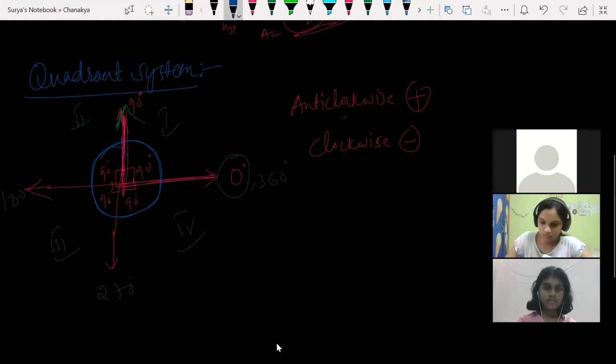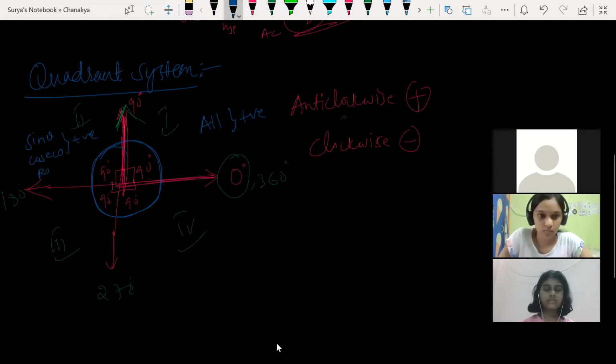I'll tell you. Basically, in the 4 quadrants, we'll be having trigonometric functions. In the first quadrant, all trigonometric functions will be positive. In the second quadrant, sine theta and cosecant theta will be positive, and the remaining functions will be negative. Clear? In the third quadrant, tan theta and cot theta will be positive, the rest will be negative.